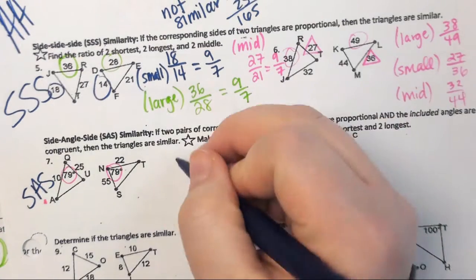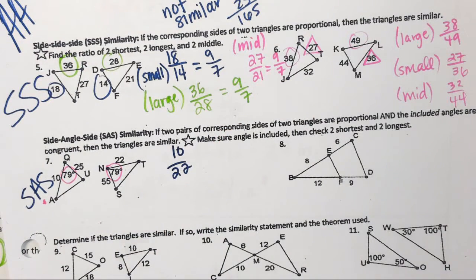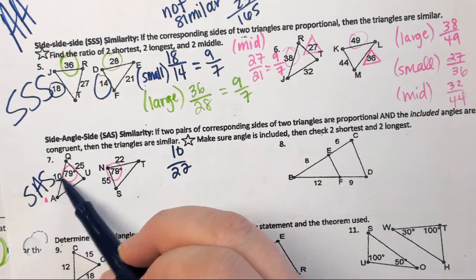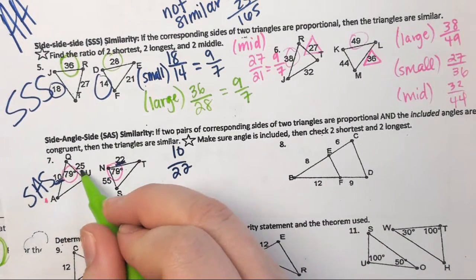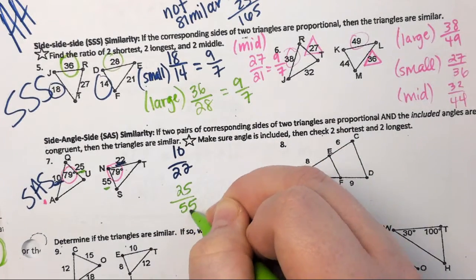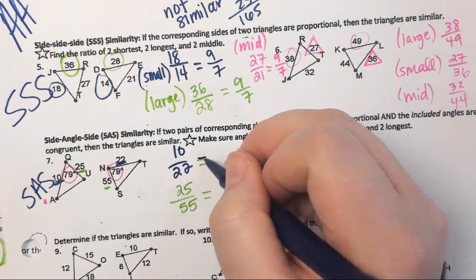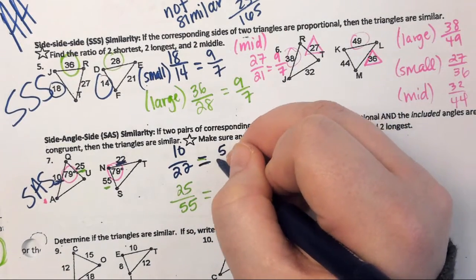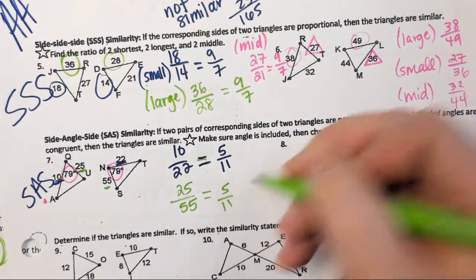The smallest one with 10 and 22. Because those are the two smaller numbers beside the 79. 10, 22. And I'm going to use the two larger numbers beside the 79, 25 over 55. And I'm going to see if they reduce to the same thing, and I hope they do. That's 5 over 11. Man, that's also 5 over 11.